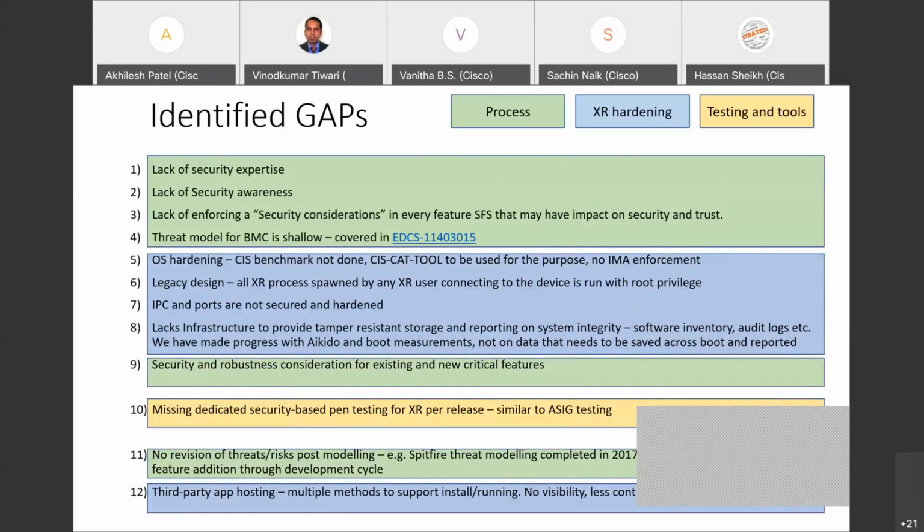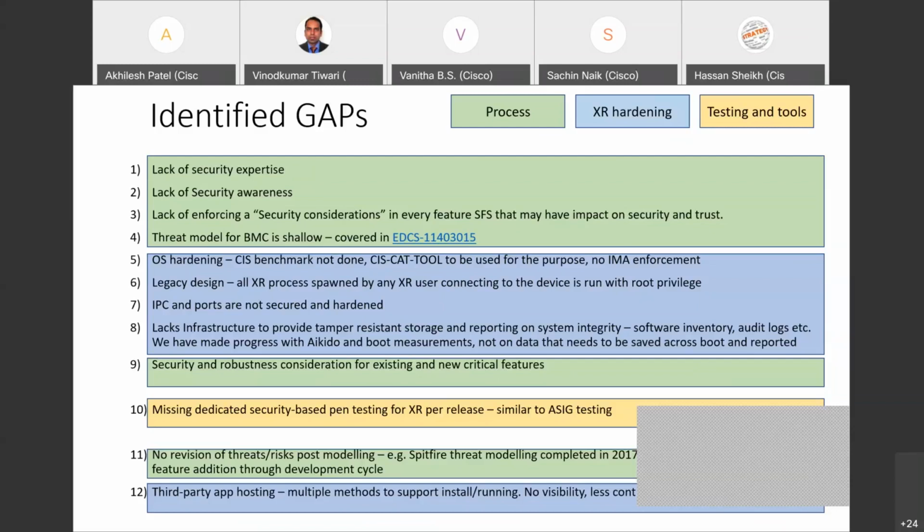We have bucketized that into three parts. One is the process improvement required. Second is the XR hardening required, and the third is the testing and tools area. In the process area, an important one is that security expertise has to be built across the team. Awareness of security is important. Security considerations have to be included in every software functional spec we put out per release.